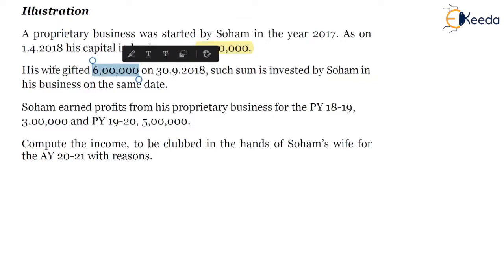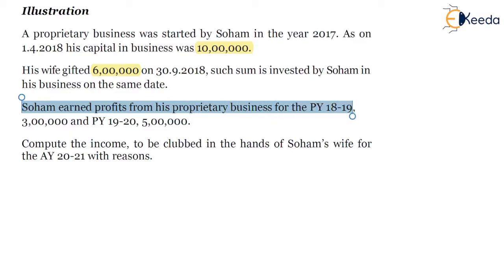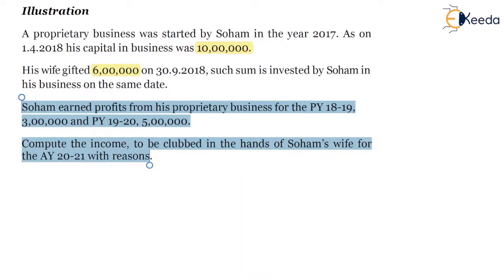It was increased by 6 lakhs, wherein 10 lakhs is his own contribution and his wife's contribution is 6 lakhs. So if we say as on 1st of April 2019, total contribution is 16 lakhs, out of which 6 lakhs is contributed by his wife, and 10 lakhs is contributed by Soham himself. Soham earned profits from his proprietary business for the previous year 18-19 and previous year 19-20 as 5 lakhs. Compute the income to be clubbed in the hands of Soham's wife for assessment year 2021 with reasons.